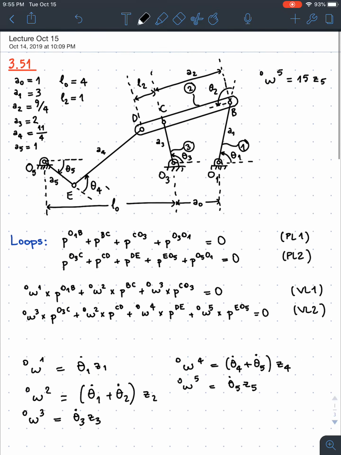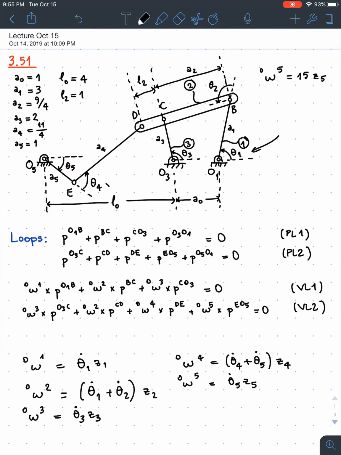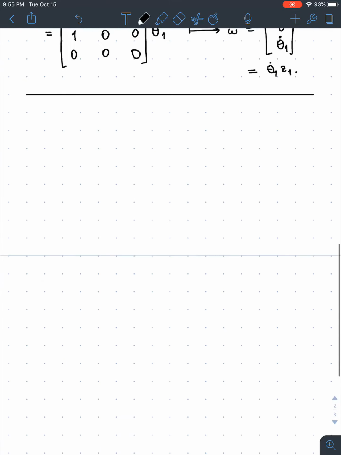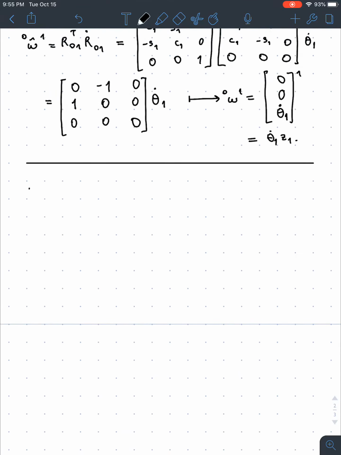So if you recall, when the angles are relatively defined like these, the rotation matrix of the second frame with respect to the 0th frame was equal to cosine theta 1 plus theta 2, minus sine theta 1 plus theta 2, sine theta 1 plus theta 2, and cosine theta 1 plus theta 2, and 0, 0, 0, 0, 1. Remember that.